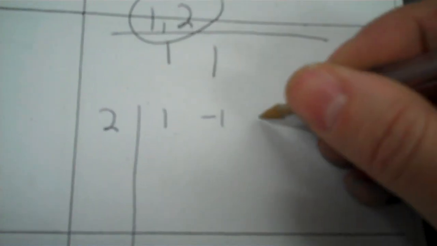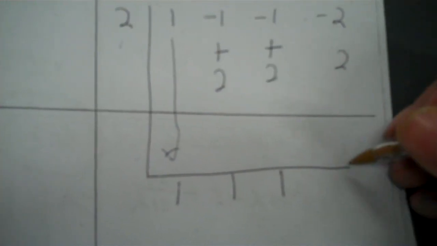Now to get my last 2 roots, I put the 2 out here, and I line these up. 1, negative 1, negative 1, negative 2. That's my first answer, so that's what I divide by. Drop the 1. 1 times 2 is 2. That's 1. 1 times 2 is 2. That's 1. 1 times 2 is 2. 0.